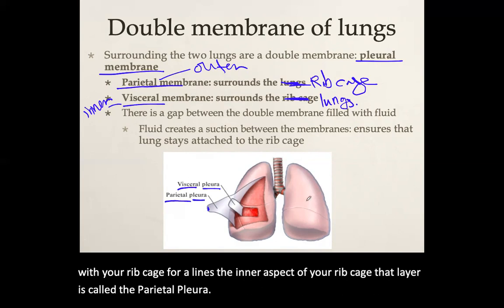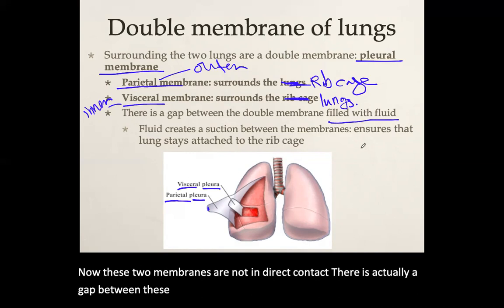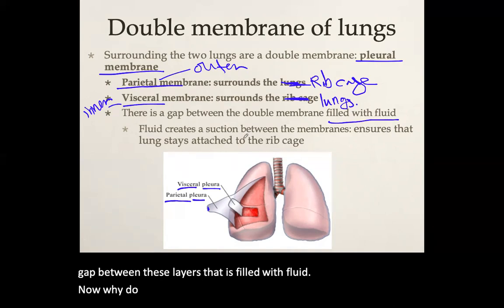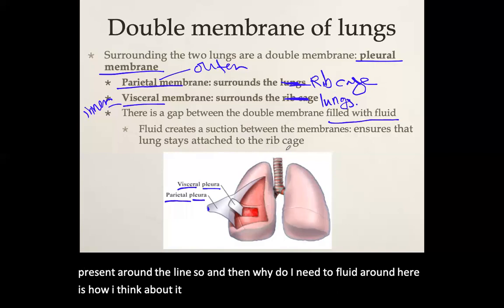Now, these two membranes are not in direct contact. There is actually a gap between these layers that is filled with fluid. Now, why do I need this fluid? Why do I need these double layers that are present around the lung? And then why do I need the fluid around it? Here's how I think about it when I explain this concept.